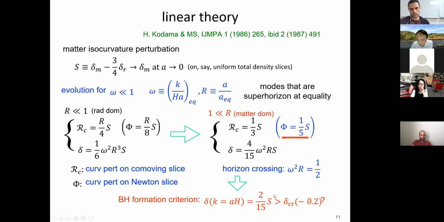Now, in this case, although it has not been studied in detail yet, probably a black hole will be formed if this S is greater than some value of order 1. But this needs to be studied. This is a linear theory thing which is very easy to do.